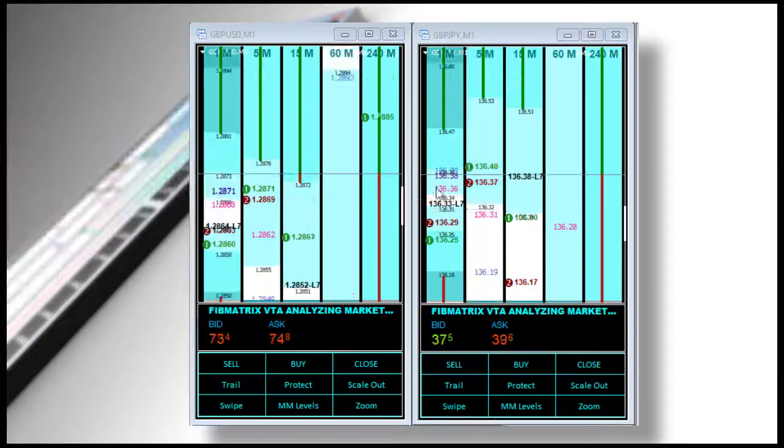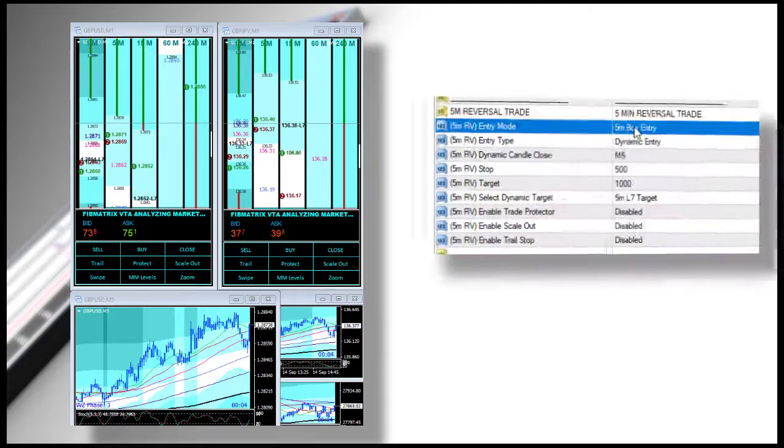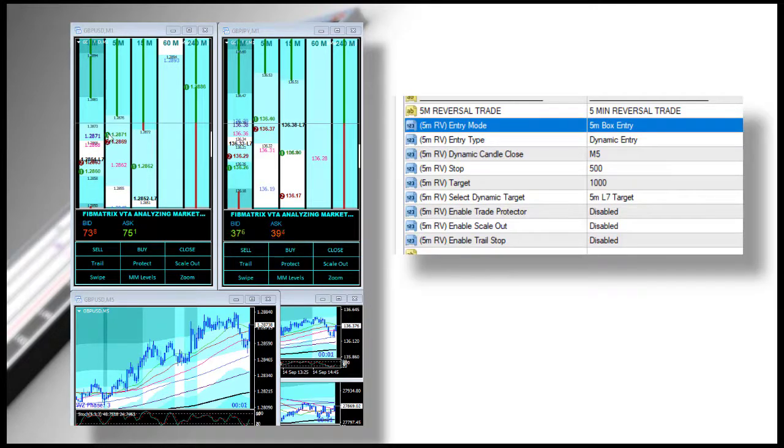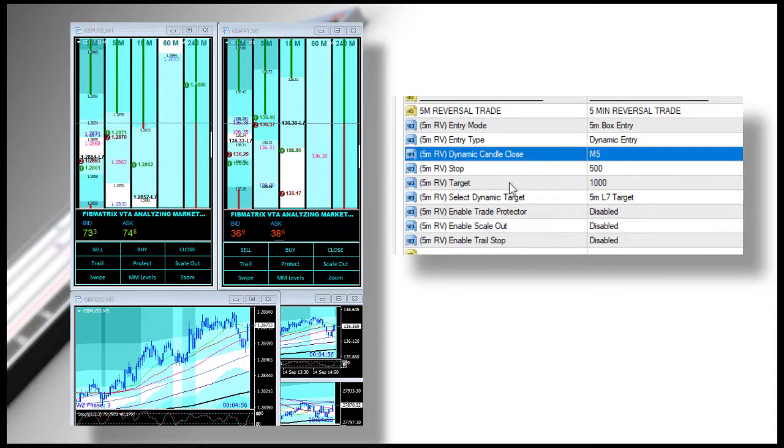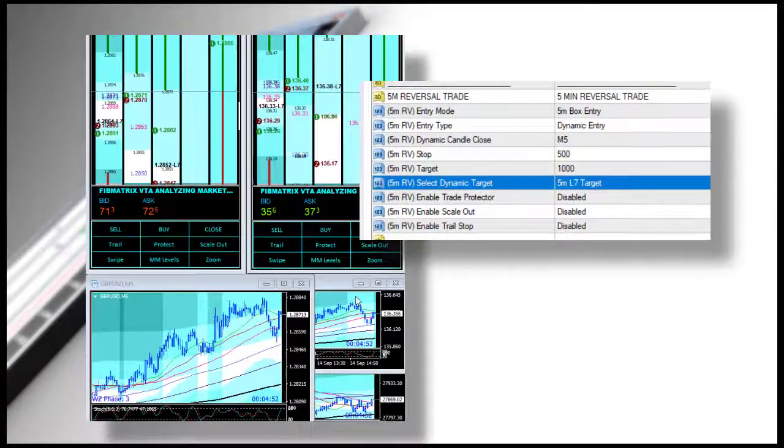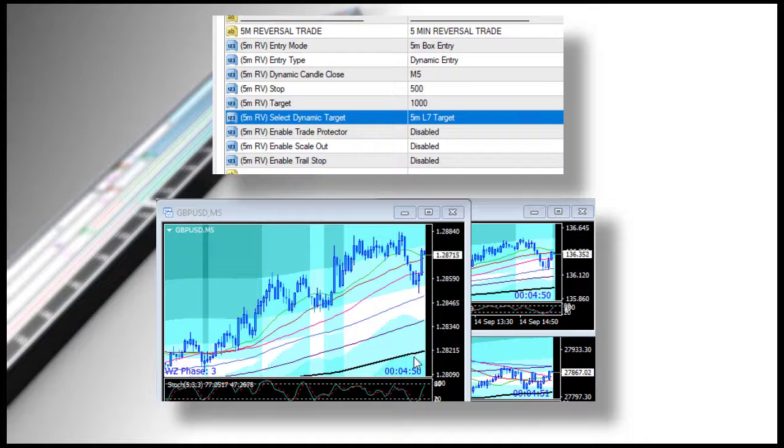Two reversals. We're not going to get the alert now because the 1 is above the 2 and we require a cross. 5-minute box entry, which means we'll enter at the 5-minute box, but our conditions have to be right. Dynamic entry, 5-minute candle. The 5-minute L7 will be the target, so that's down here. That's at 21, and we're at 50 pips away.